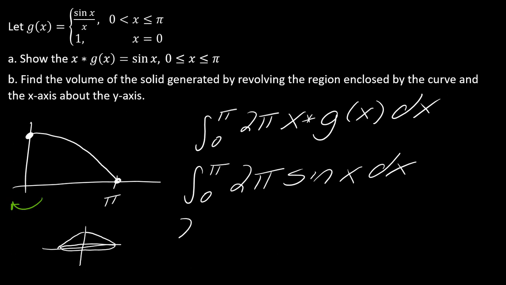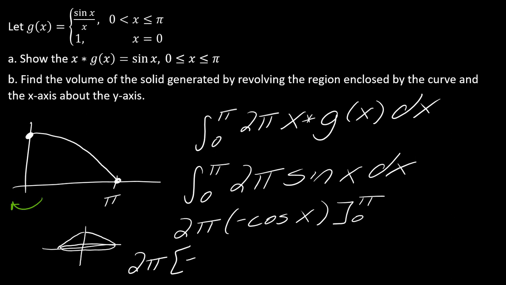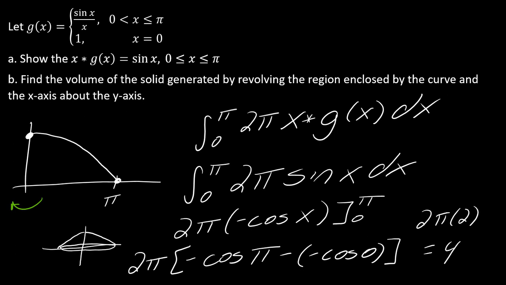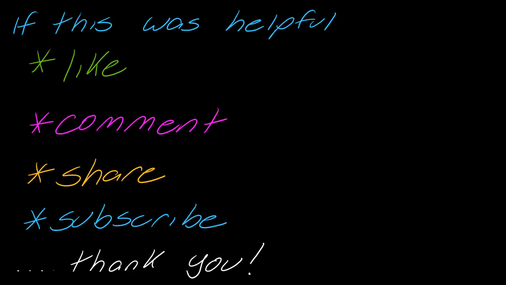And so then from there, this just becomes 2 pi times negative cosine x, and then I just plug this in from 0 to pi. So if I write this out, now I get negative cosine of pi minus negative cosine of 0. And so when all is said and done, that's going to give me 2 pi times 2, so that equals 4 pi. So that would be the answer. Okay, so that's it for that one.